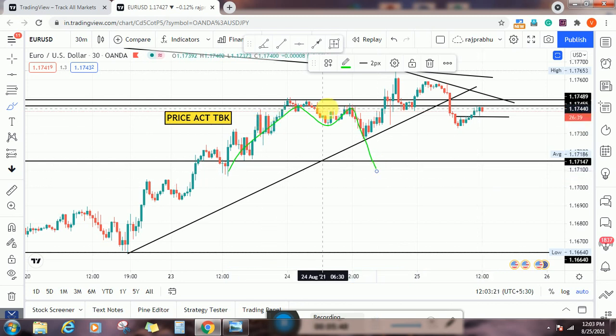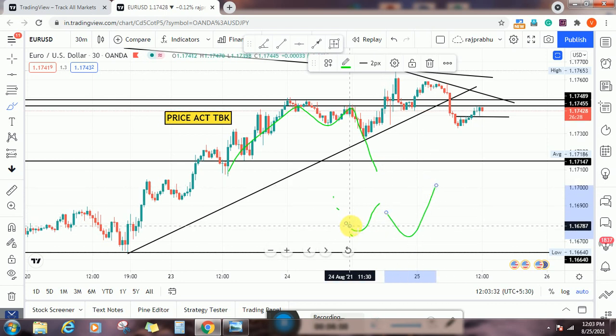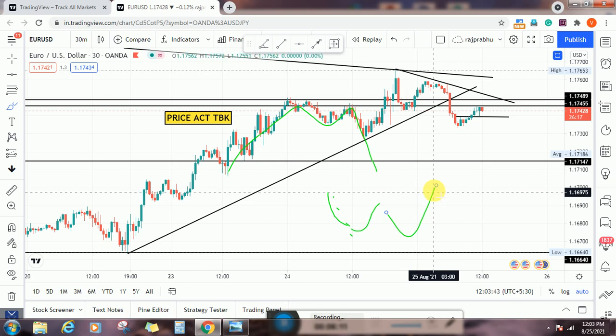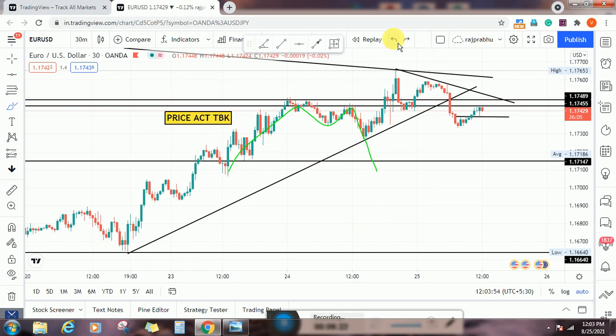Okay, this is a double top. Whenever you can draw the support, it is a double bottom. Very simple, double bottom. I'm just showing this for an idea only. Okay, I'm going to remove these lines. Okay, I removed it, and see here the price is reacting.